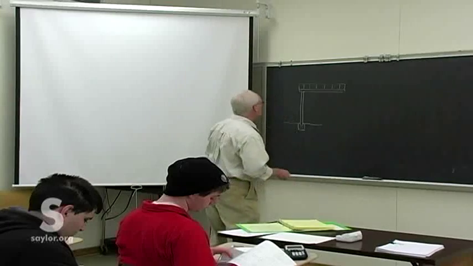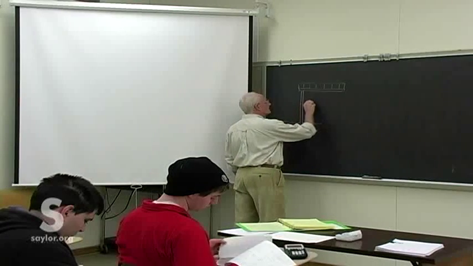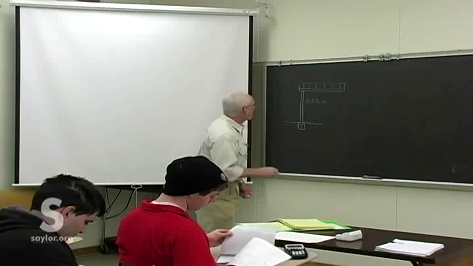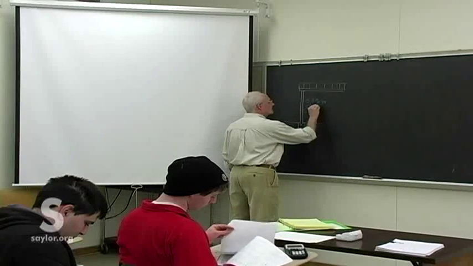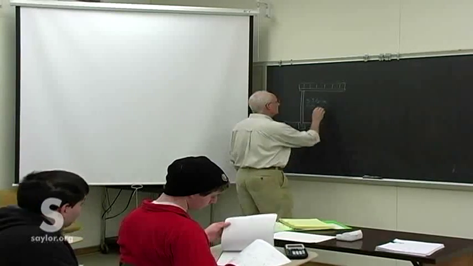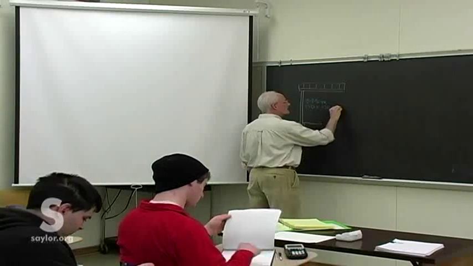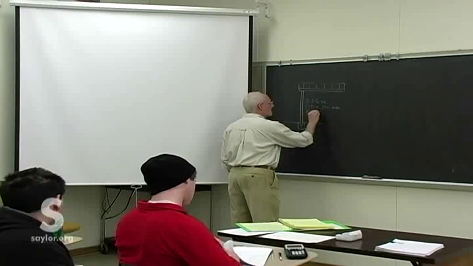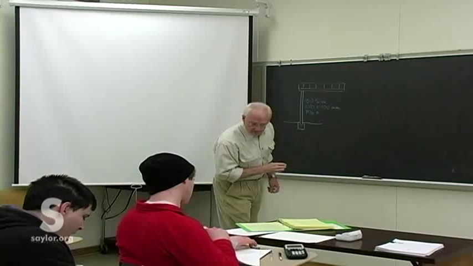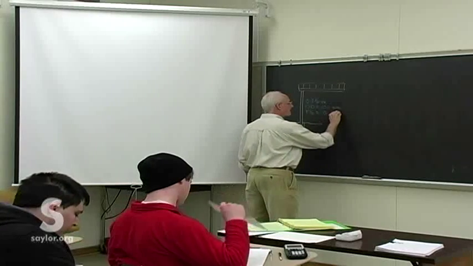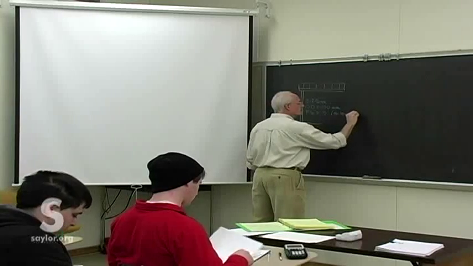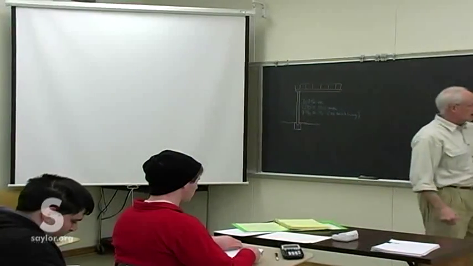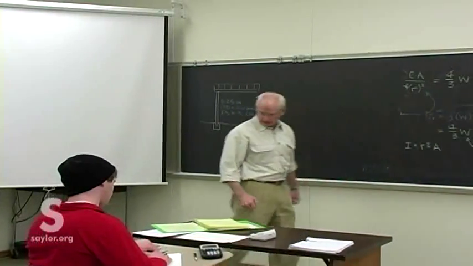The details being that the column is 3 1/4 meters, outside diameter is 100 millimeters. Factor of safety of 3 on buckling, which means we apply it there on the critical load rather than on the compressive limit.